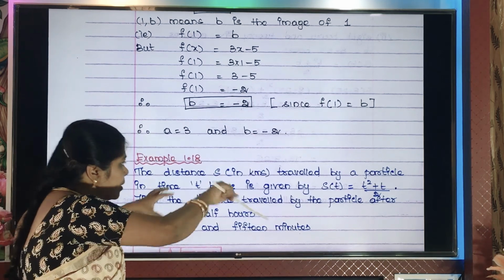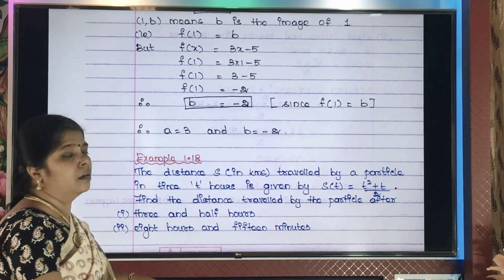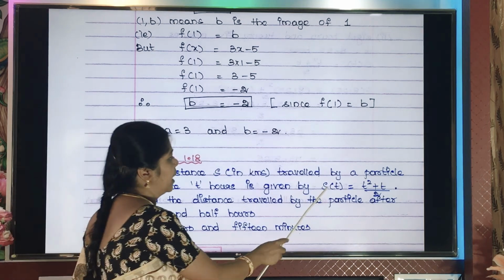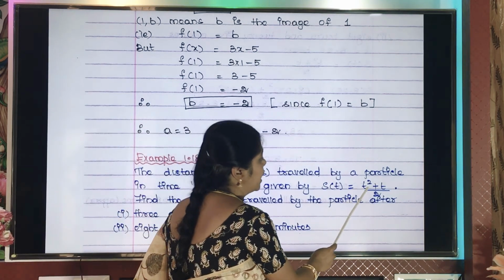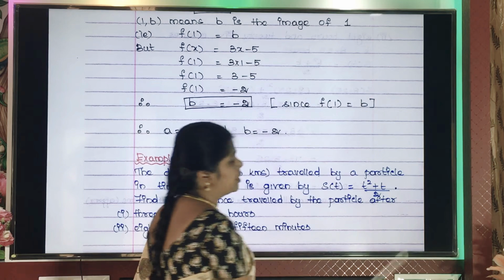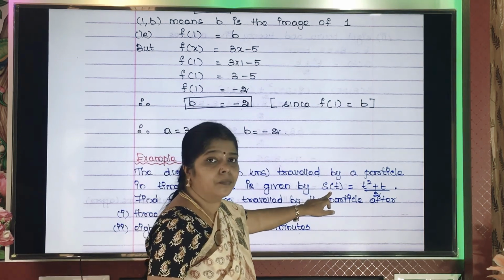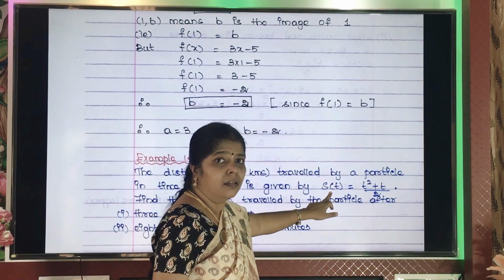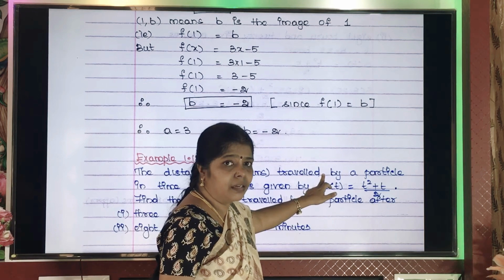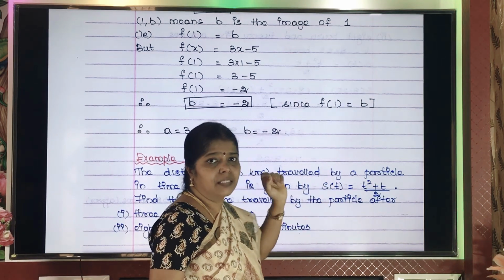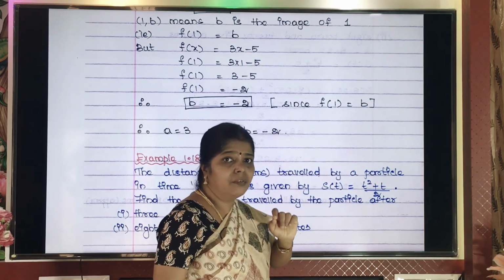Now, all this is explained or given by the relation s of t is equal to t square plus t divided by 2. What is this? This is nothing but there is a particle travelling, right? It is travelling a distance of s kilometers in time t hours.